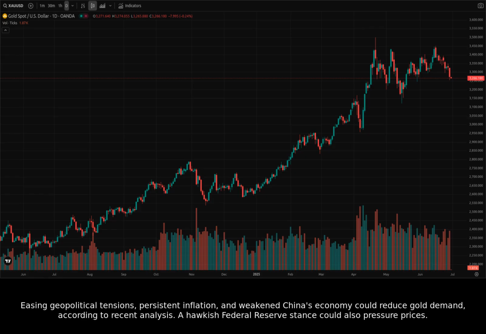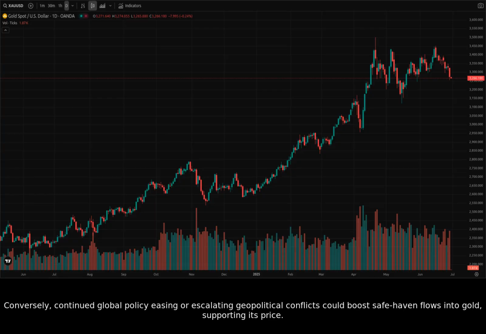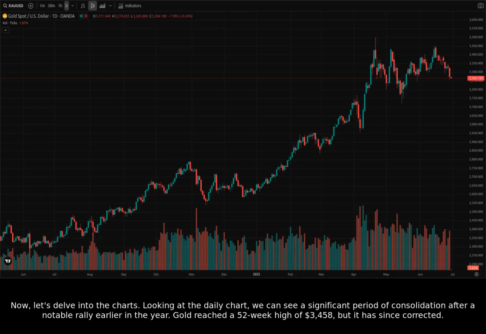A hawkish Federal Reserve stance could also pressure prices. Conversely, continued global policy easing or escalating geopolitical conflicts could boost safe haven flows into gold, supporting its price. Now, let's delve into the charts.